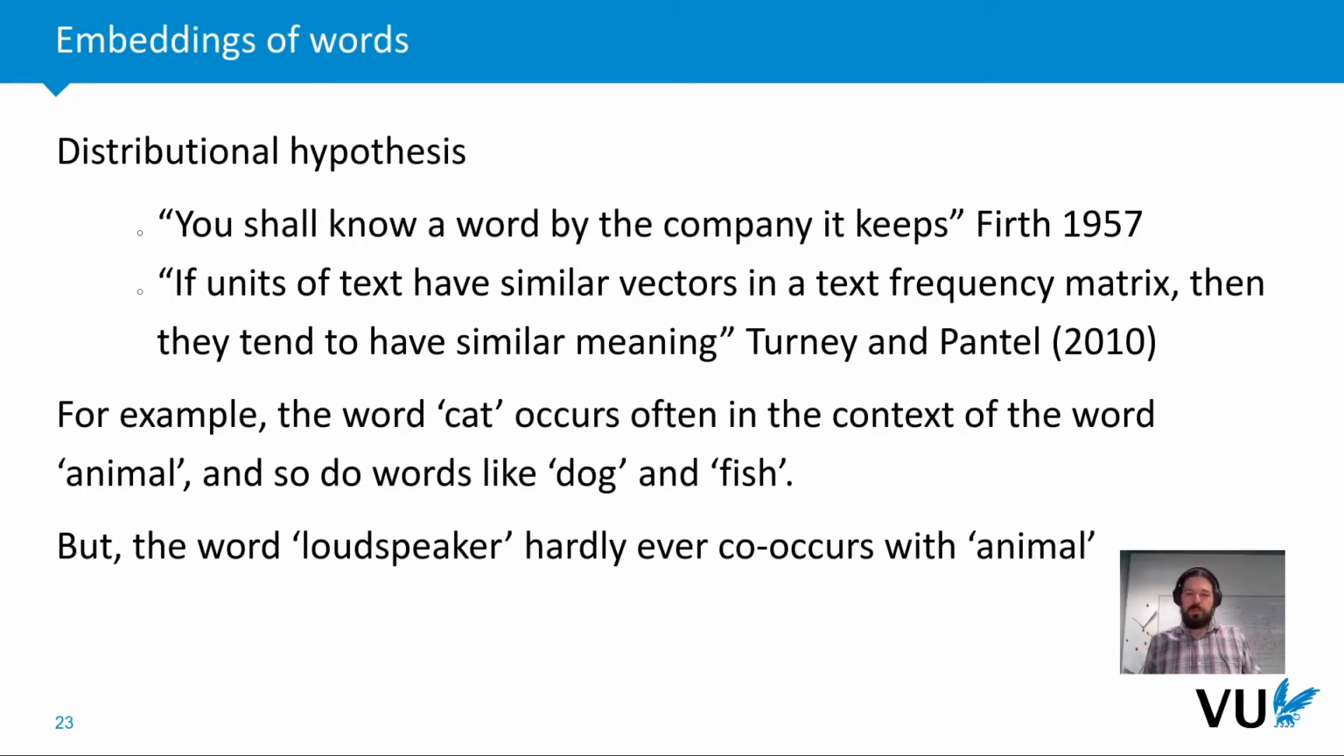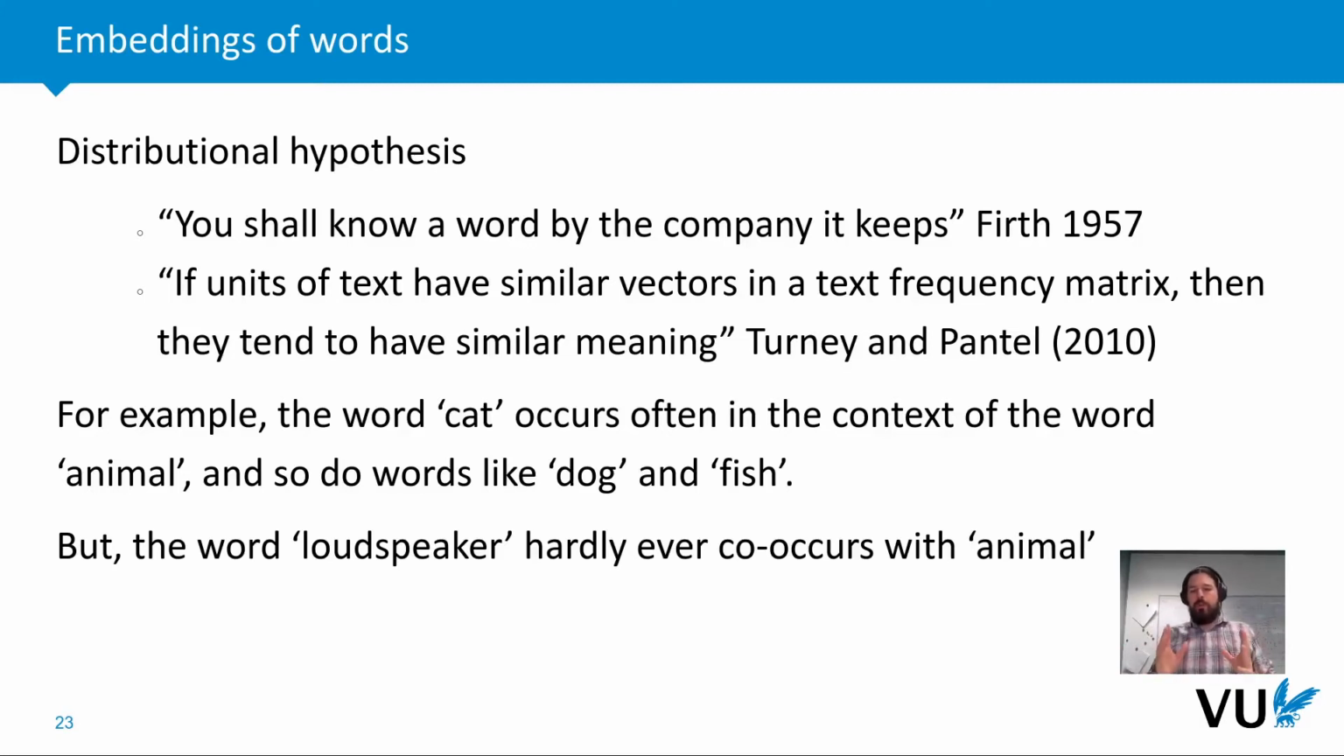To give an example, if you have a word like cat, it occurs often in the context of the word animal. The same holds for the words dog and fish, right? They often occur in the context of the word animal. But the word loudspeaker hardly ever occurs together with animal. So you can conclude that the words cat, dog, and fish are similar to each other just because they appear in the context of another word. You can know that loudspeaker is a different word because it does not co-occur with the word animal in the way dog, fish, and cat would.